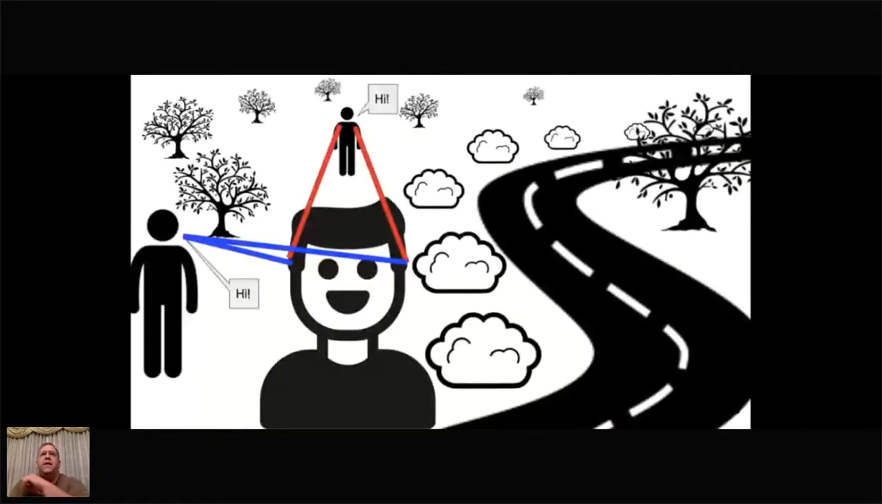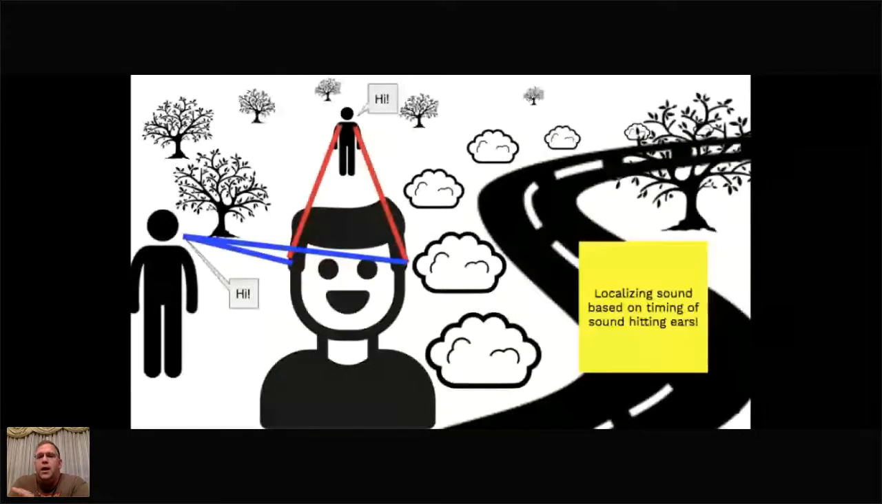The idea of how do we localize sound, in other words, how do we identify the direction of the sound? It depends on how it hits our ears. It depends on the timing of the ears. If it's directly to my right, this is my right ear, it's going to hit my right ear first and then my left, and there's going to be a certain delay.